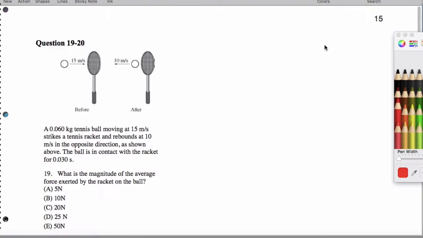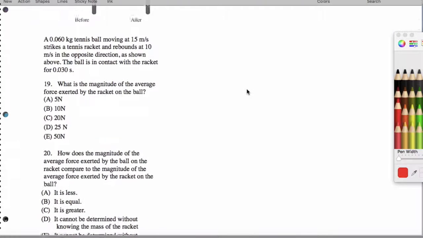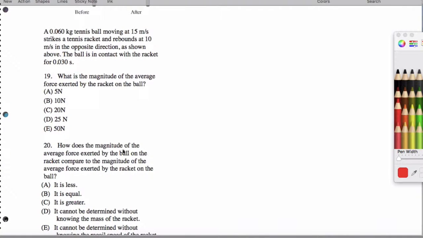And then for number 19, ooh, this is a great question. So first of all, let's actually do number 20 first. How does the magnitude of the force exerted by the ball on the racket compare to the force of the racket on the ball? Whenever you see this phrasing where they shift the subject and the object of the sentence, you know that it's equal because of Newton's third law.